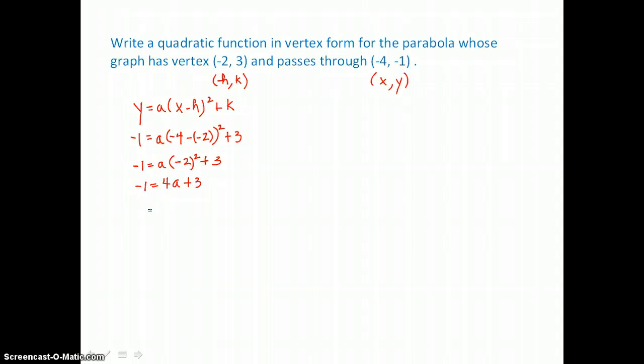Now I'll subtract that 3 from both sides, so I have a total of -4 on the left equals 4a, and dividing both sides by 4 I find that a equals -1. So now I can write my equation in vertex form. y is equal to a, which is -1, times the quantity x minus h, and h is -2, so since that's double negatives, I'll write that as x plus 2, the quantity squared, plus k, and k is 3.